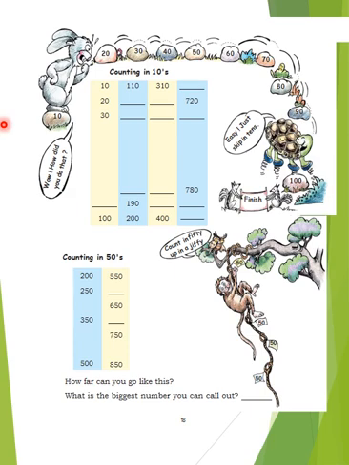We call it counting in twos. Now we will see counting in tens. For counting in tens, you have to add 10 to the previous number. See the first column in your book. The first number is 10. If we add 10 to 10, it becomes 20. Now we have to add 10 to the previous number, that is 20. 20 plus 10 will become 30.